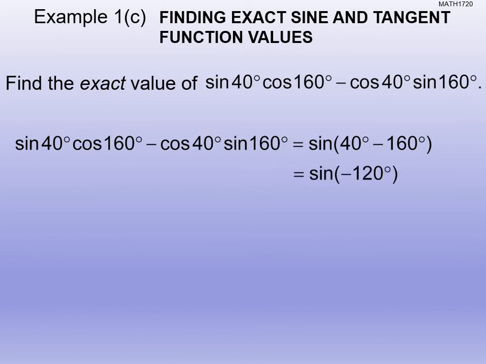So we end up getting sine of negative 120. Now we can use the identities. Look back on your sheet.